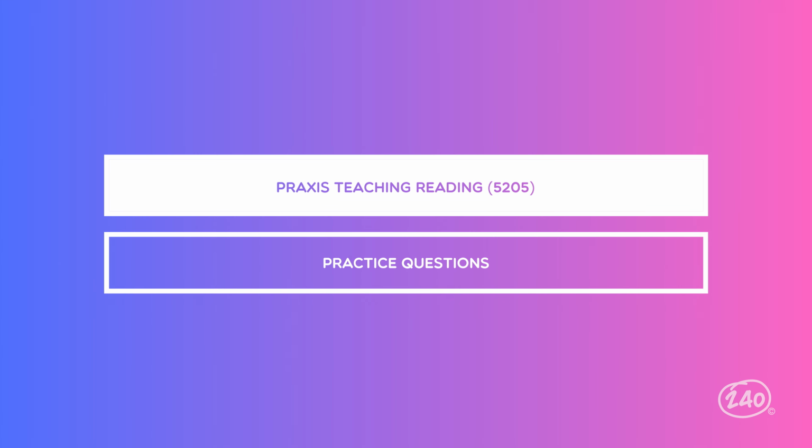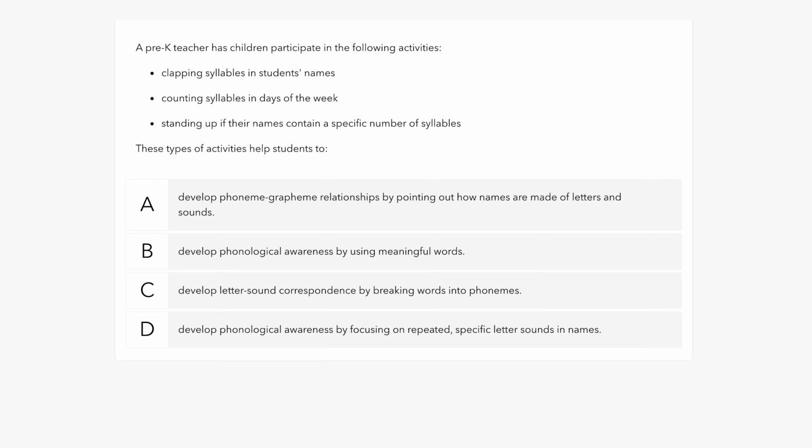Remember for category 1, I told you about phonological awareness? Let's look at how that can be reflected in a question. A pre-K teacher has children participate in the following activities: clapping syllables in students' names, counting syllables and days of the week, standing up if their names contain a specific number of syllables.